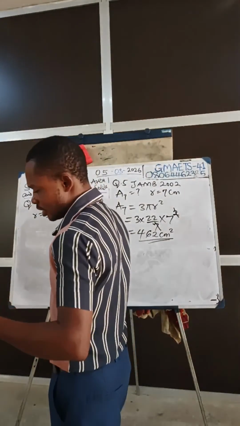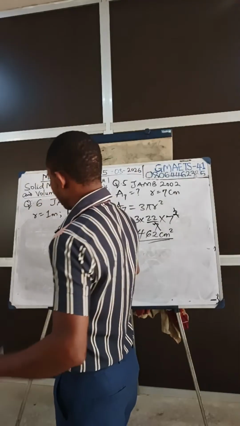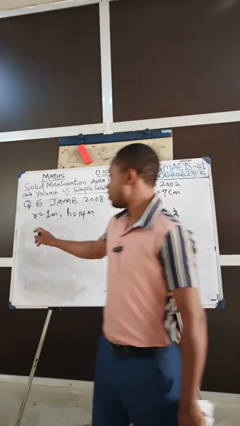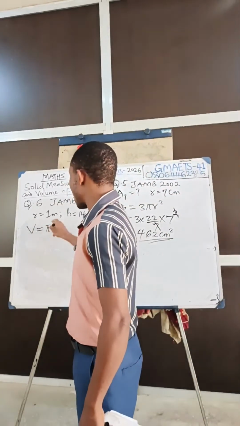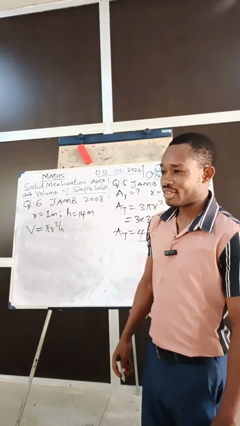And the height is how many centimeters? 14 meters rather. It's not in cm. 14 meters. So with this, you are calculating the volume, the capacity. The formula is pi r squared what? H. I think this is the formula, isn't it?